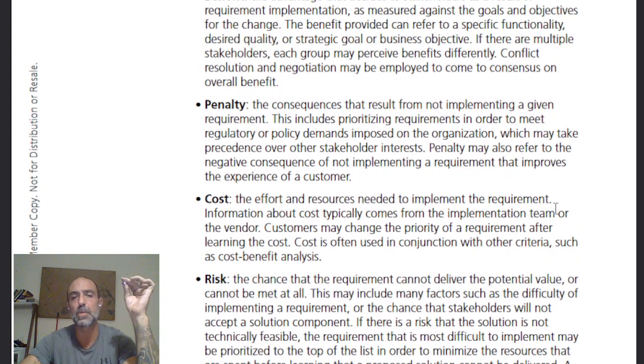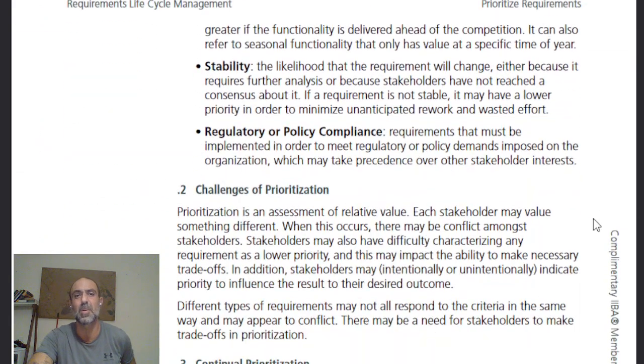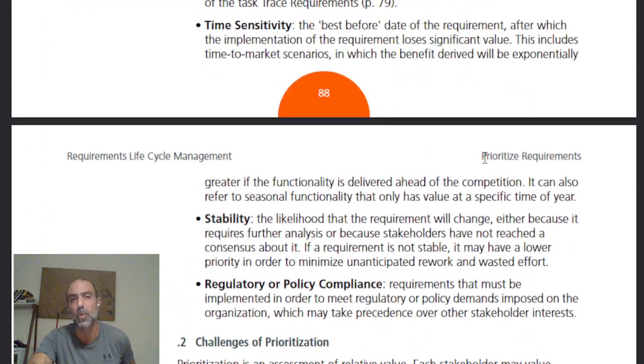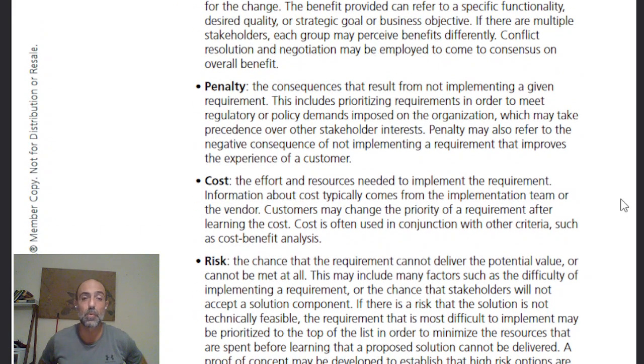And the penalty, the consequences that result from not implementing a given requirement. So when you're prioritizing, you check the benefit, the penalty, the cost, and the risk. You check dependencies, time sensitivities, stability, and regulatory or policy compliance. You consider all these things while giving it priority. And so the penalty includes prioritizing requirements in order to meet regulatory or policy demands imposed on the organization, which may take precedence over the stakeholders' interest. Penalty may also refer to the negative consequences of not implementing a requirement that improves the experience of a customer.